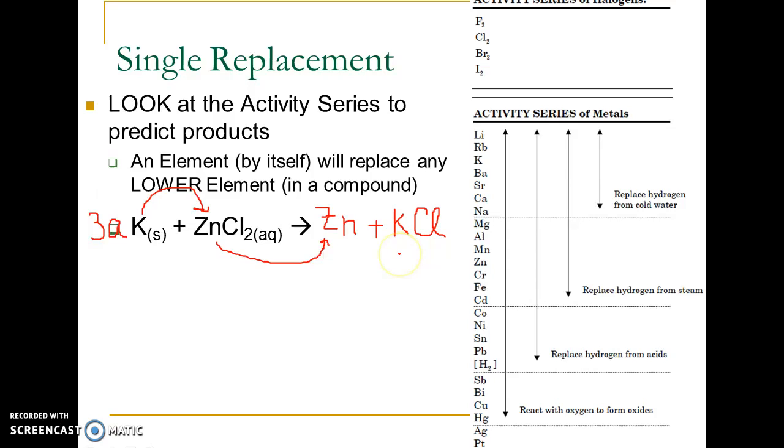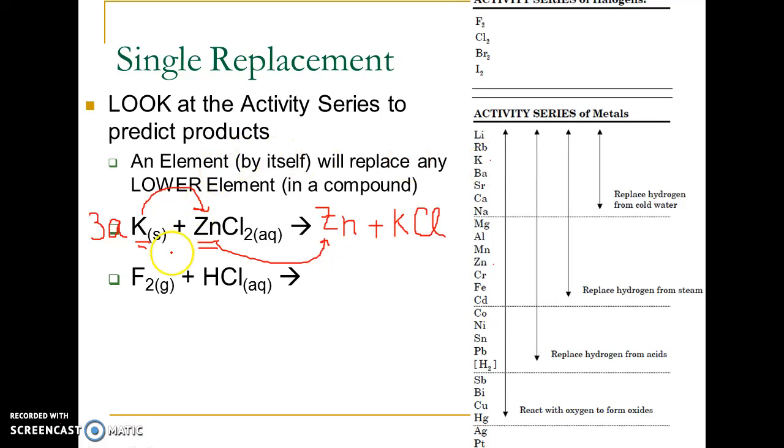Now, to make sure that this reaction does occur, I need to make sure that potassium is higher on the list than zinc. Here's my activity series. Where is potassium? Here's potassium. And where is zinc? Here's zinc. Okay, so potassium is in fact higher on the list than zinc, so this reaction will occur. Okay, so let's try another one.